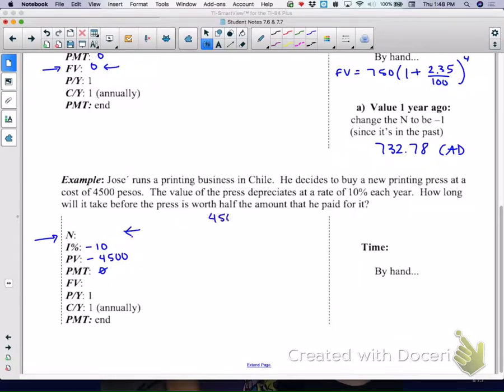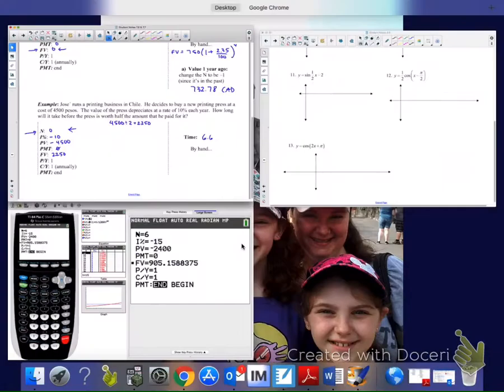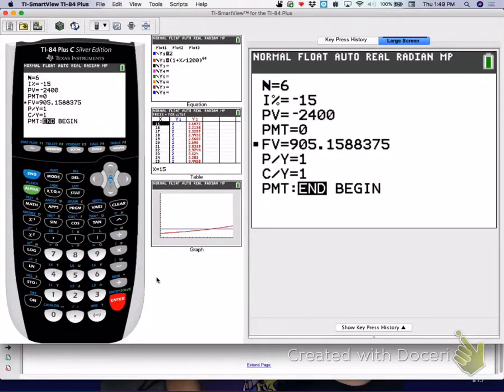So 4,500 divided by 2 gives me 2250. So 2250. Ones for everything else. Go back up there and solve for that N. Remember, you would have to put a 0 in it to let it get you further on down there. And we end up with 6.6. Now, in this case, we don't have to worry about dividing by how many times we were compounding, because we're not compounding. I do want to just double check something though on this one, because I don't remember the way this one turned out.